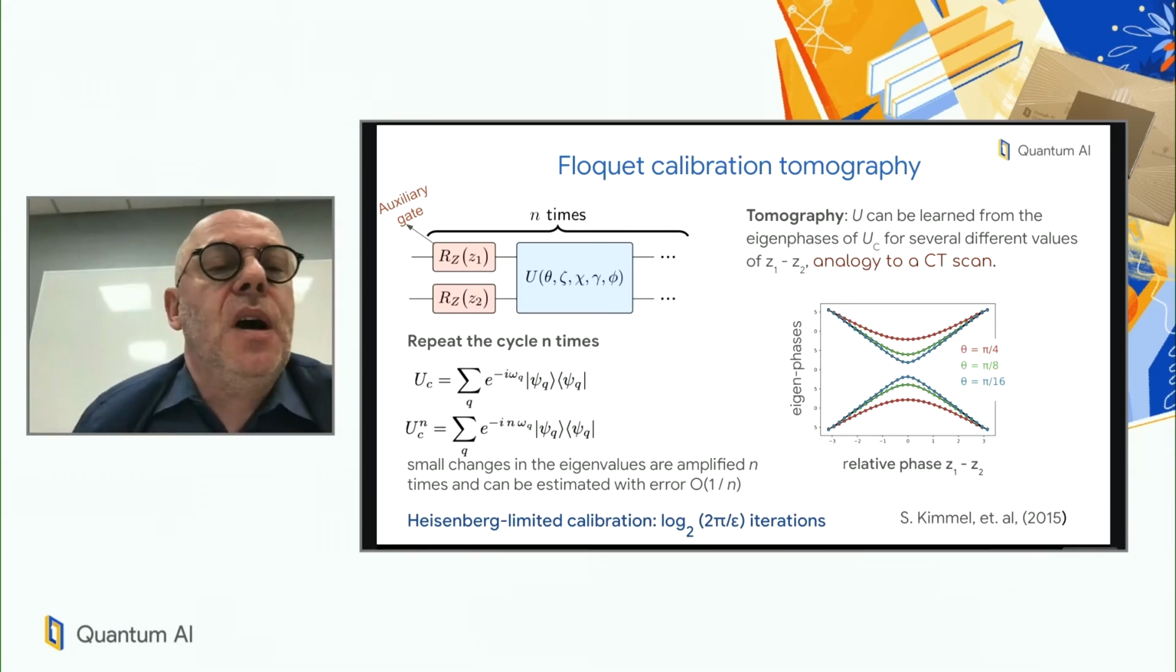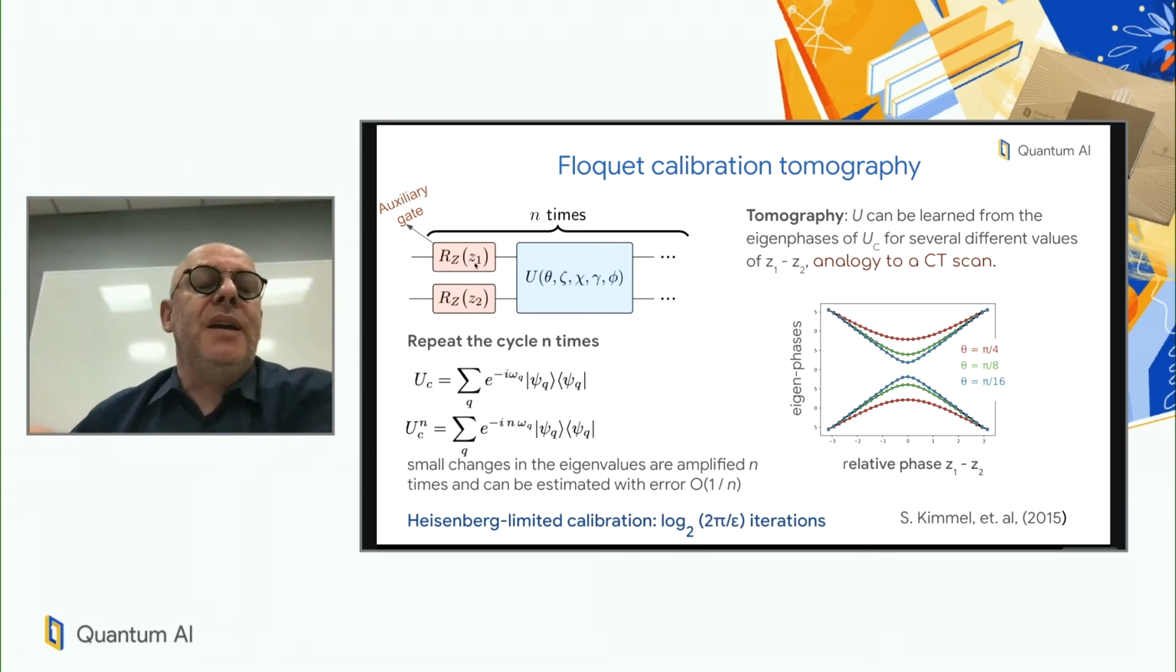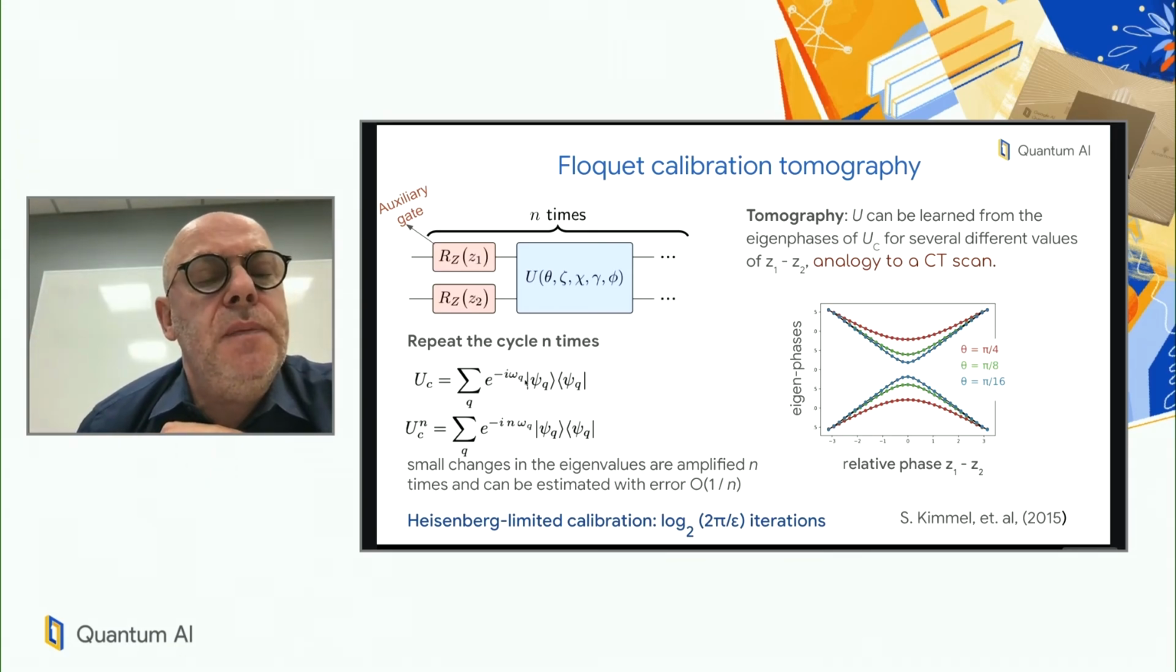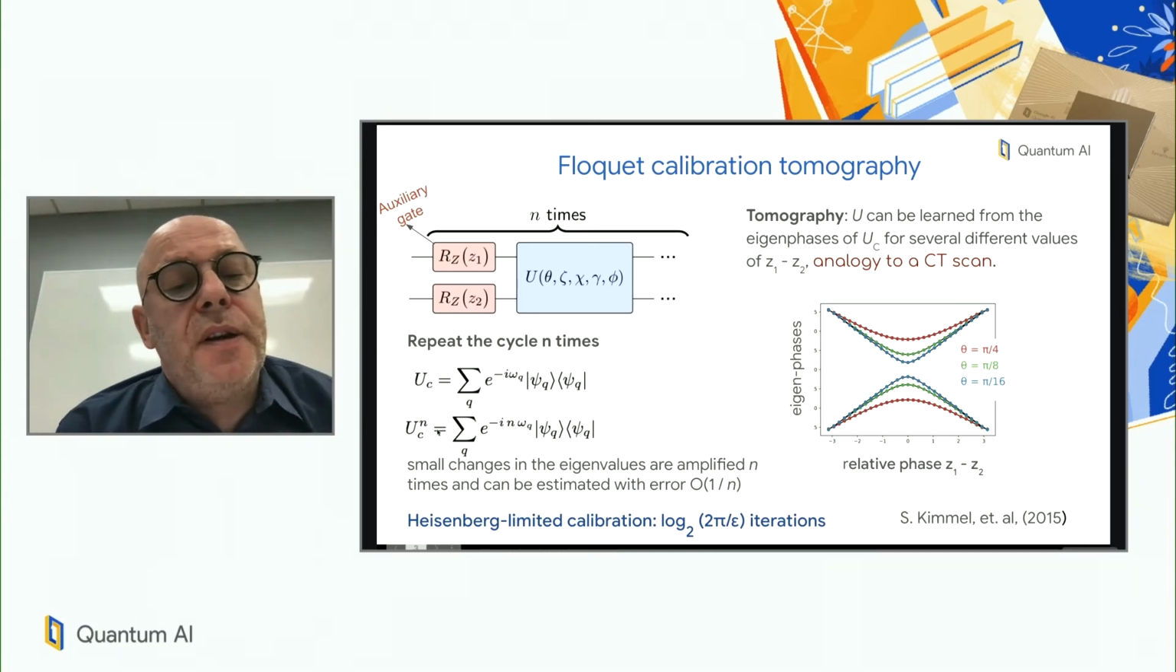So what I do is create a periodic circuit where I add to this 2-qubit gate single-qubit gates with the phases Z1 and Z2. We call it an auxiliary gate, and I repeat it n times. The cycle unitary is characterized by its eigenstates, the Floquet eigenstates, and by the eigenphases, omega q. Now the cycle unitary to the power n, which is the circuit unitary, is characterized by the same eigenstates, and the eigenphases are multiplied by the number of cycles.